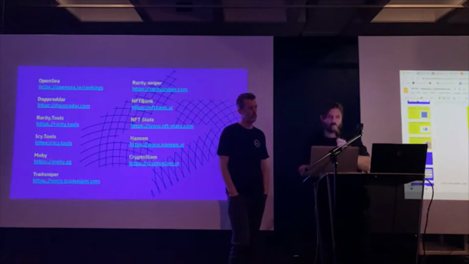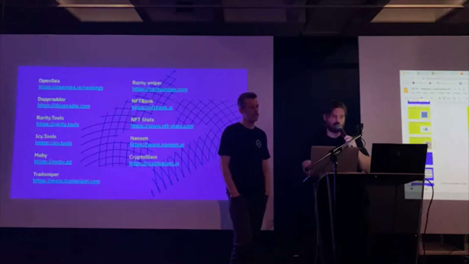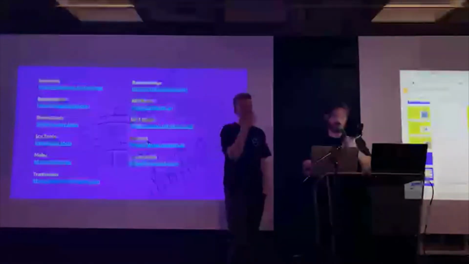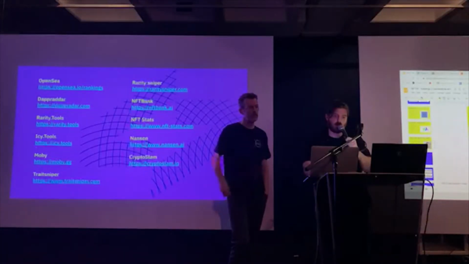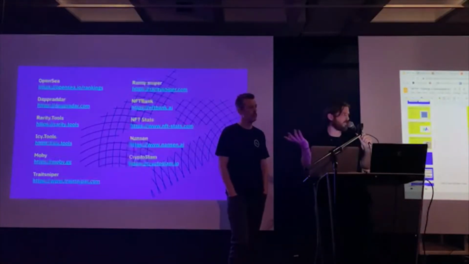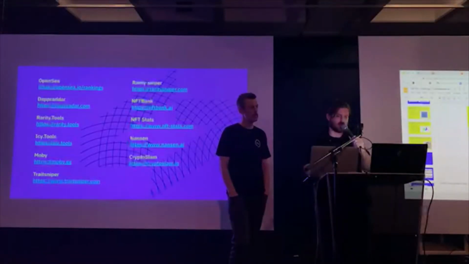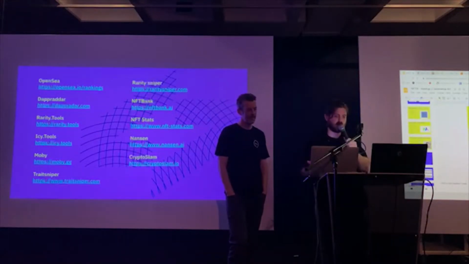Some of the popular rarity score sites. I know everyone likes OpenSea, right? Everyone knows OpenSea. It's kind of the main one. I personally like IC tools if you're actually looking for rarity, but there's a whole bunch of other ways.